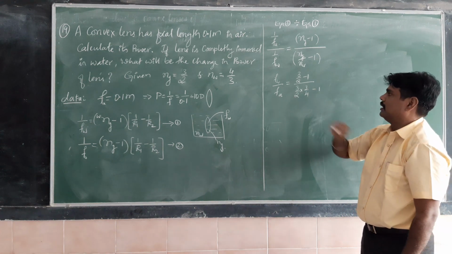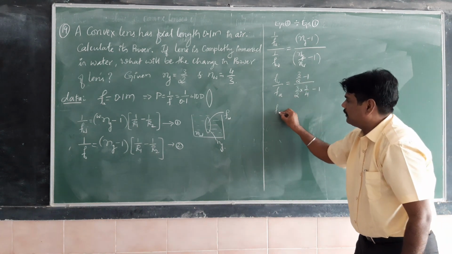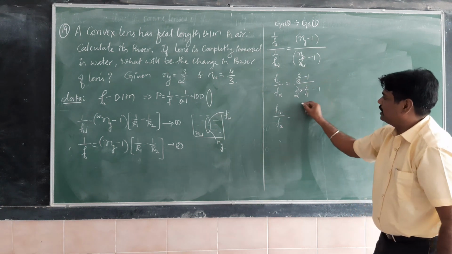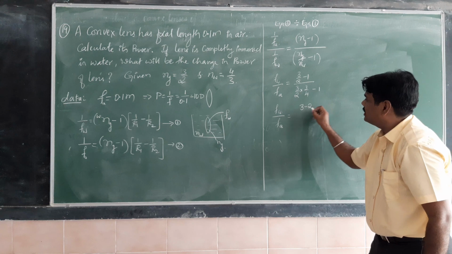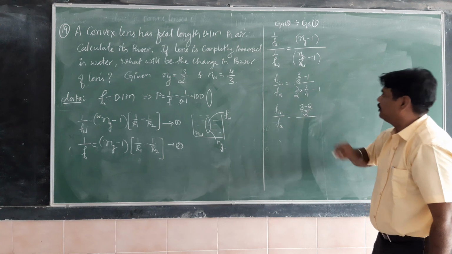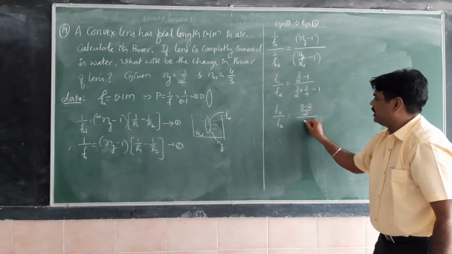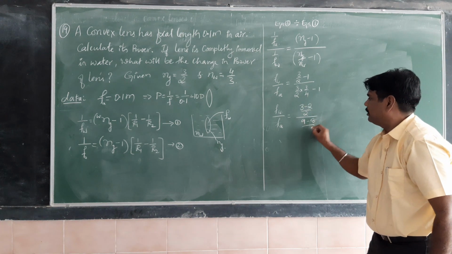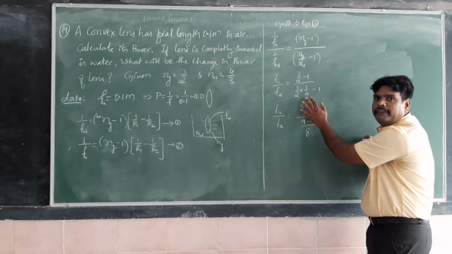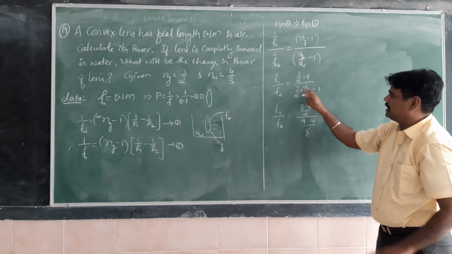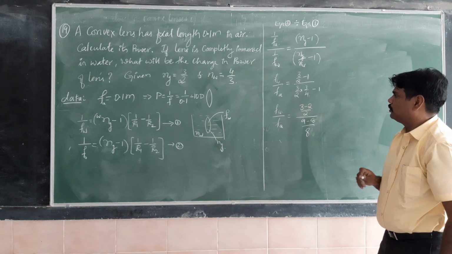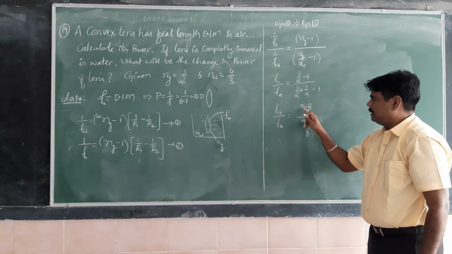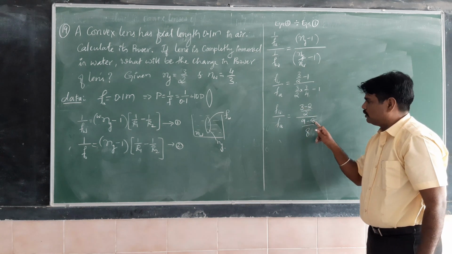Simplify this one. So 3 by 2 minus 1, you know. Fw divided by Fa is equal to 3 by 2 minus 1, which is 3 minus 2 divided by 2, whole divided by 3 threes are 9 minus 8, 9 minus 8 divided by 8 only. So a very simple simplification. 3 threes are 9, 2 fours are 8. So LCM is 8, 9 minus 8. So 3 minus 2 is 1, 9 minus 8 is also 1.